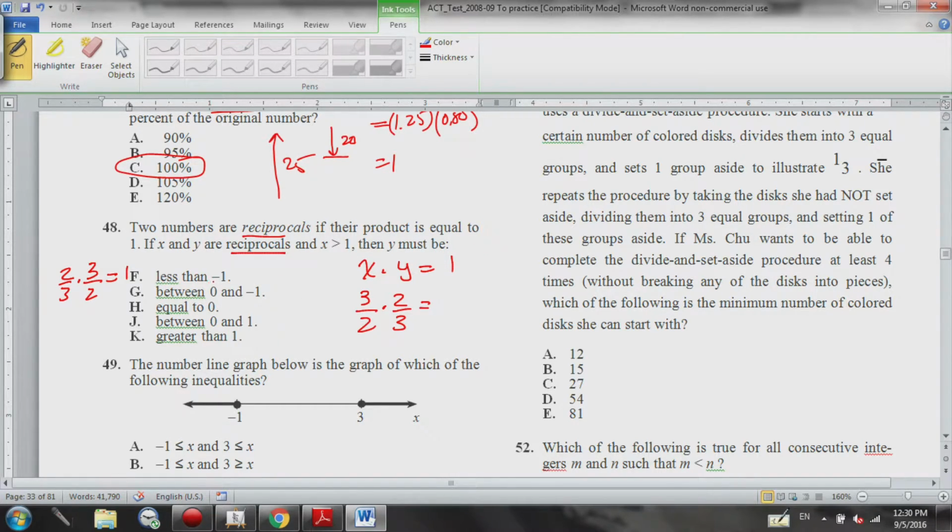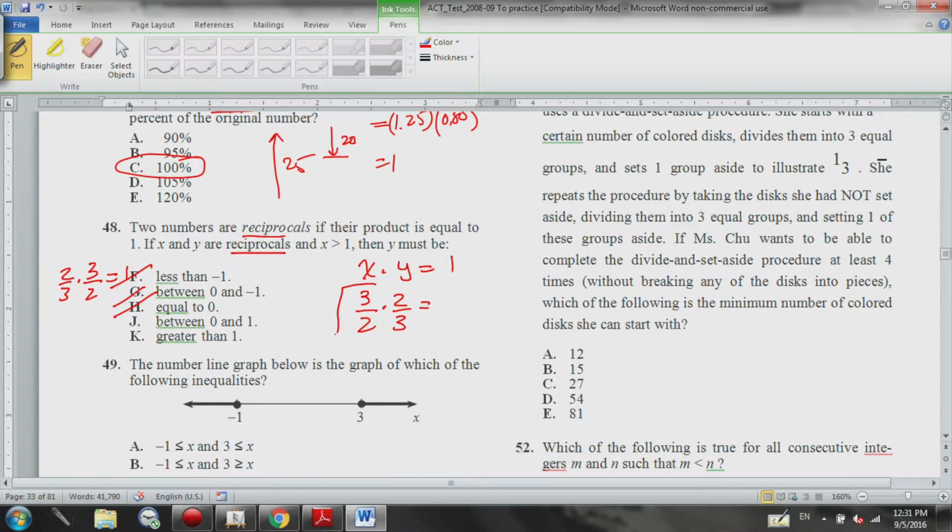Okay, y is less than negative... what's up with that? That makes no sense. If x is greater than 1, that's actually wrong, by counterexample. And between 0 and -1, that's also wrong. Equal to 0 just makes no sense because you multiply and get 0. Between 0 and 1, see, that is the answer.